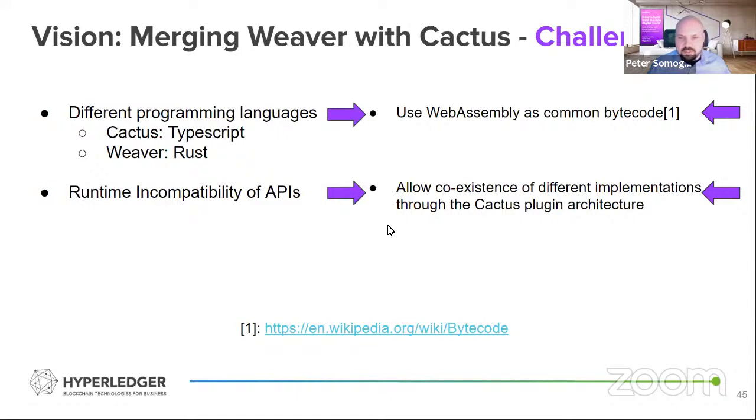And then for the runtime incompatibility, what we will allow there is to make it possible to have coexisting implementations within the project through the plugin architecture, which means that just because there's a different or a slightly different implementation of something, it either uses a different algorithm or a different trust model, it doesn't mean that it and the ideas that are already in the project cannot coexist.